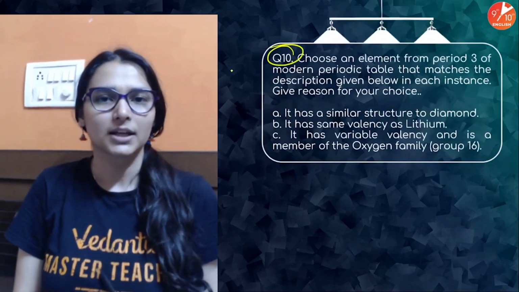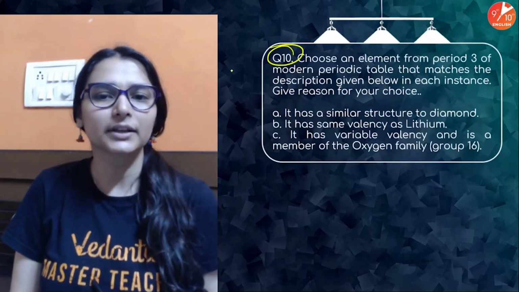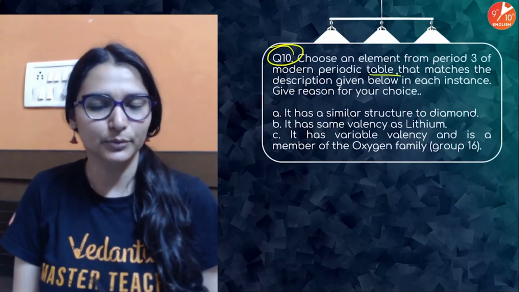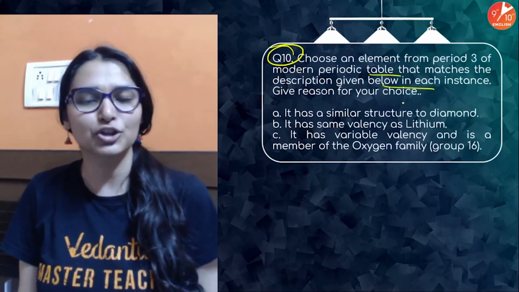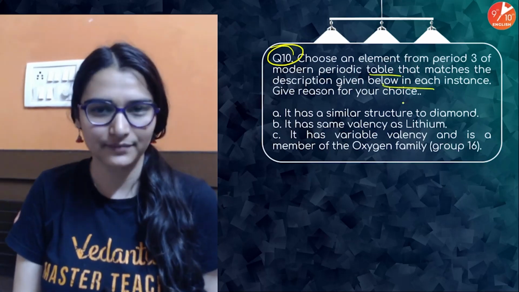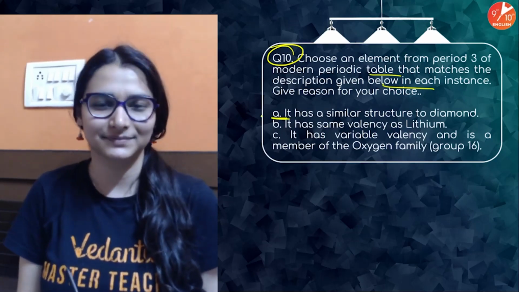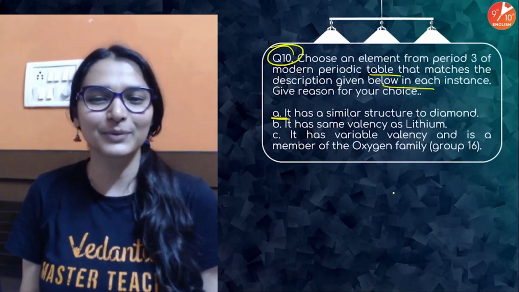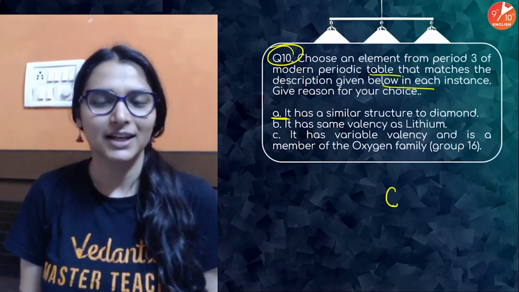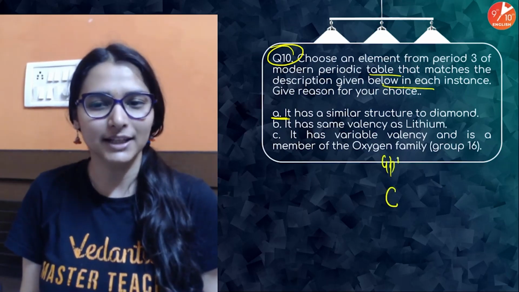Okay, 10th one. Choose an element from period number 3 of the modern periodic table that matches the description given below. Okay. It has a similar structure to diamond. Diamond क्या है? Carbon है. Carbon belongs to group number 14.